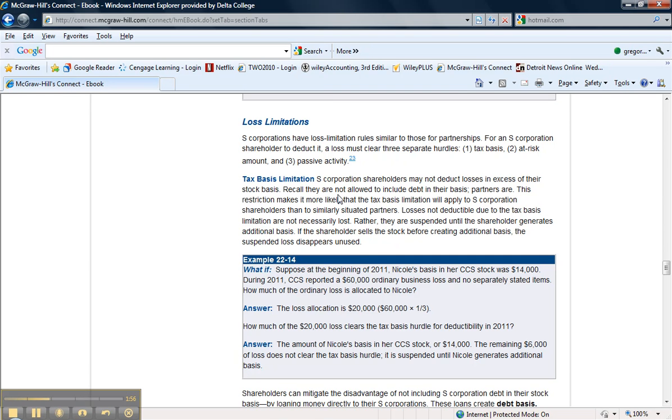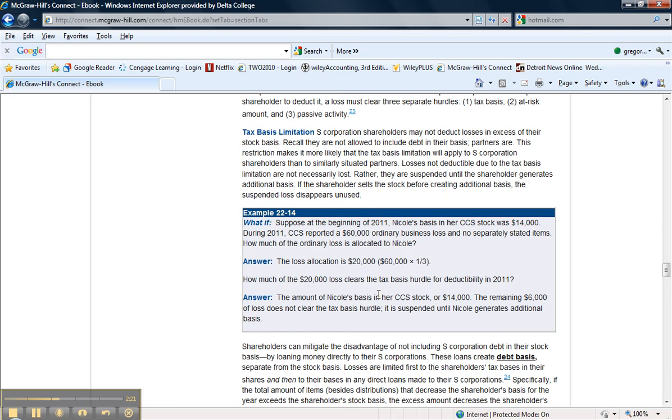You have all that like normal, but then you can also create debt basis in an S corporation if the S corporation shareholder loans money directly to the S corporation. That gives them a second class of basis called debt basis. And both kinds of basis can be used to deduct flow through losses on individual tax returns. And you can see through these next couple of examples how this works.